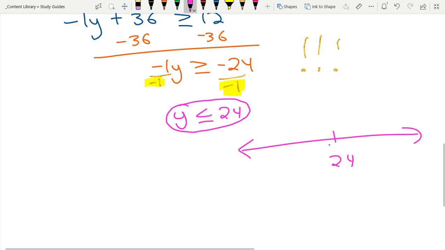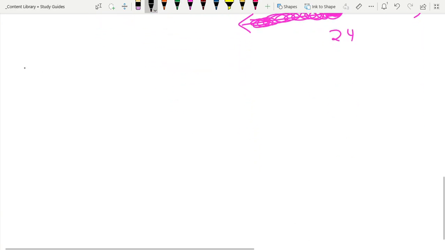24, we're less than, so we're going to be to the left of 24. We also have this equal part underneath, which means I've got to bubble the 24 in, because 24 actually does work. On to question 4.